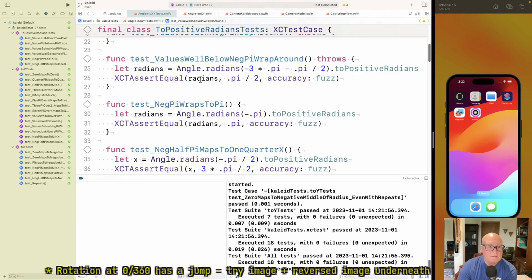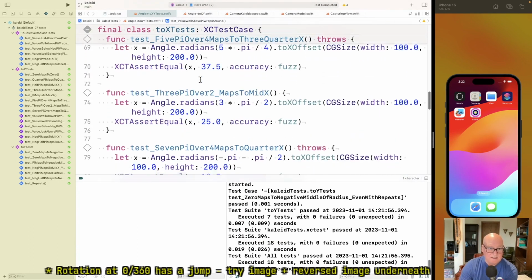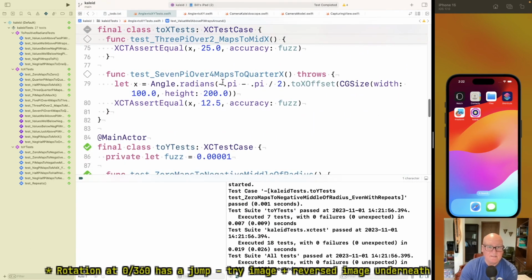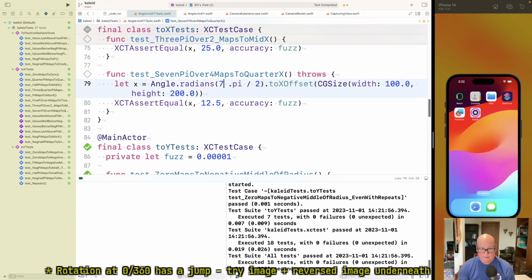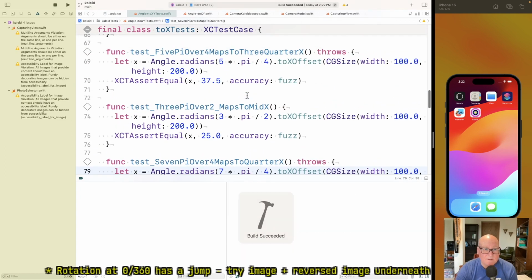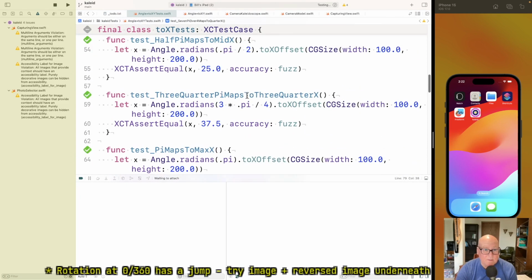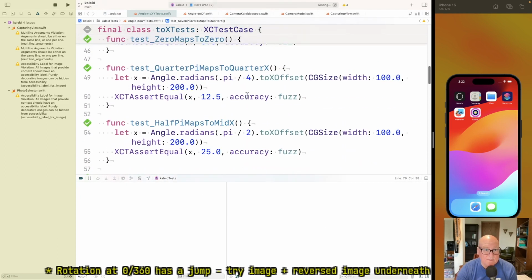Seven over pi needs a better calculation. Did I not calculate any sevens involved? Yeah, thank you. So 7 times pi over 4, okay. 3 pi over 2, 5 pi over 4, pi, 3/4 pi, half pi, 1/4 pi. Okay.